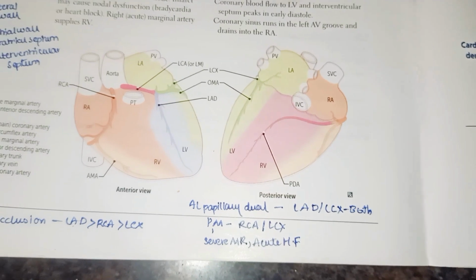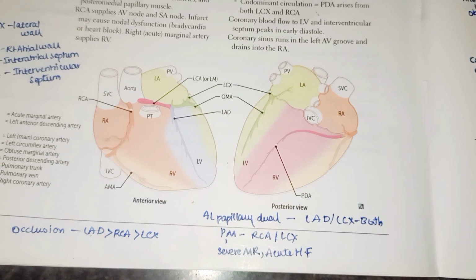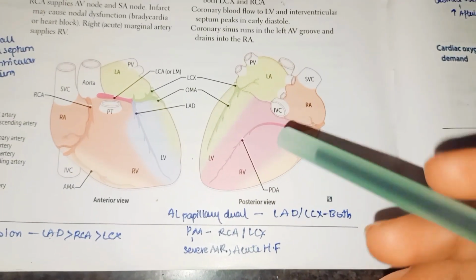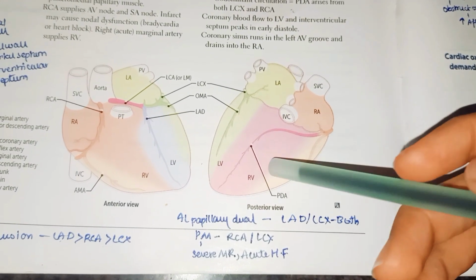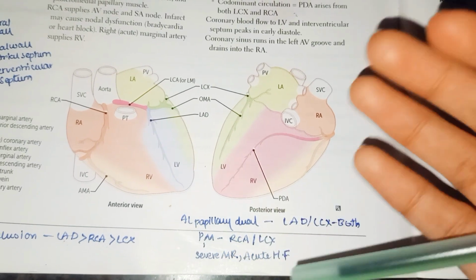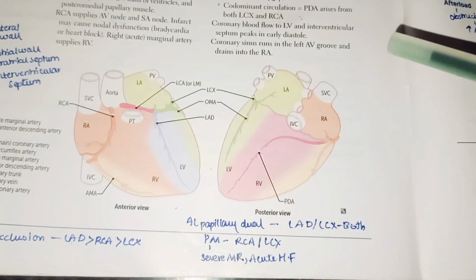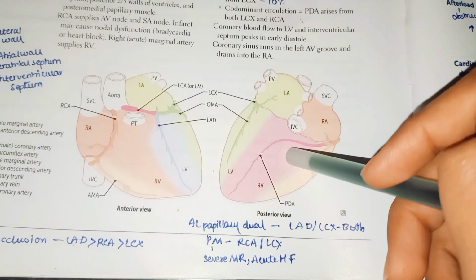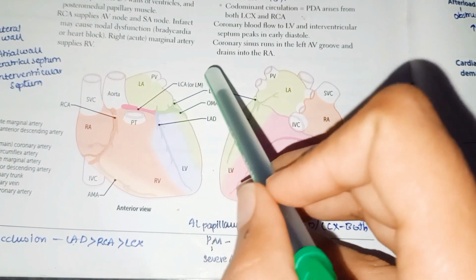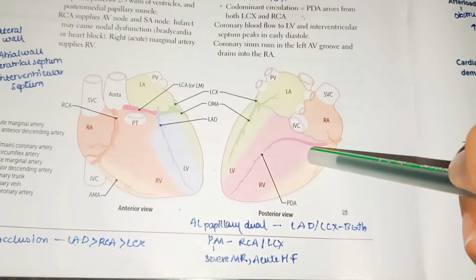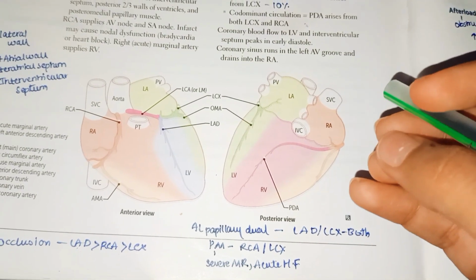Now coming to dominance, the important topic here, that is, right dominant circulation is the most common in human beings. So what does right dominant circulation mean? We are talking about the posterior descending artery, from which artery it arises. If the posterior descending artery is arising from the right coronary artery, then we call it right dominant circulation. This is 90%. Whereas if the posterior descending artery is arising from the left circumflex artery, which is this one, supplying the lateral wall of the heart, then it is called left dominant circulation, but it is only 10%. The most common one is right dominant circulation.